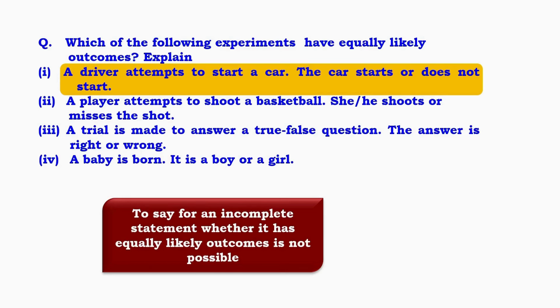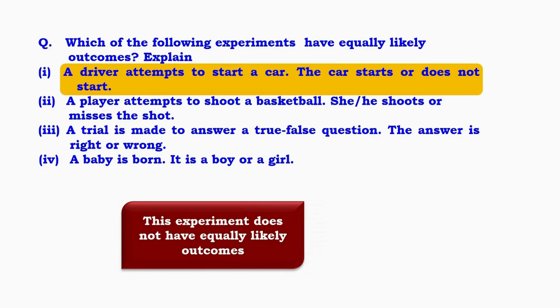Equally likely outcomes are only possible to determine if we know what the possible outcomes are. In this case, we don't know the condition of the car or about the driver. So here there is no chance of equally likely outcomes. So this experiment does not have equally likely outcomes.